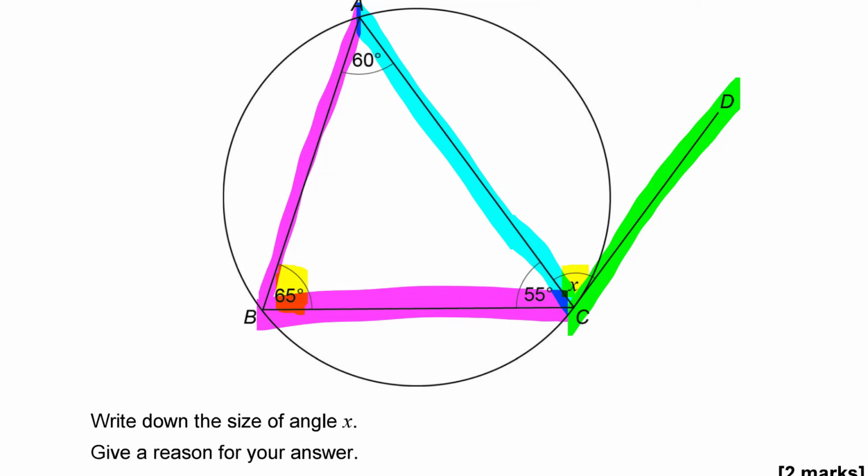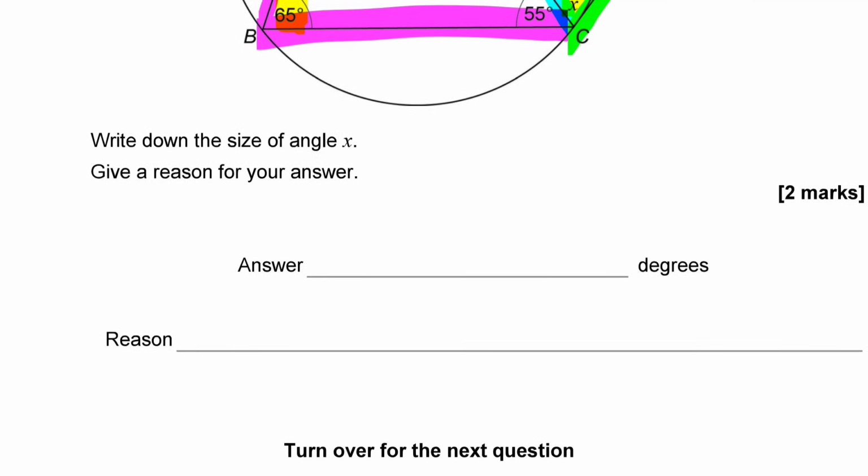So I can just say that X is 65. So X is 65 degrees, and the reason is the alternate segment theorem. That's just enough. Just writing that down as the reason is good enough.